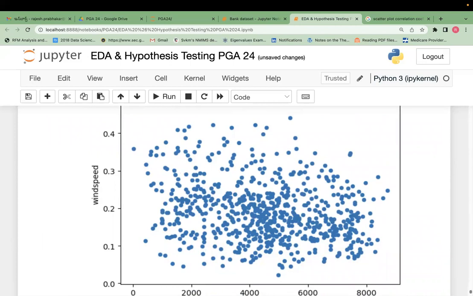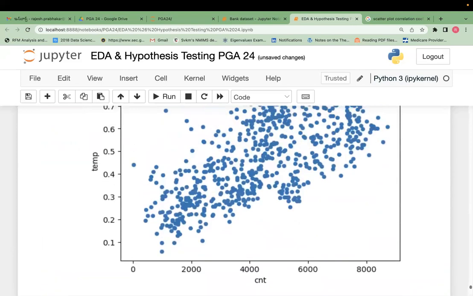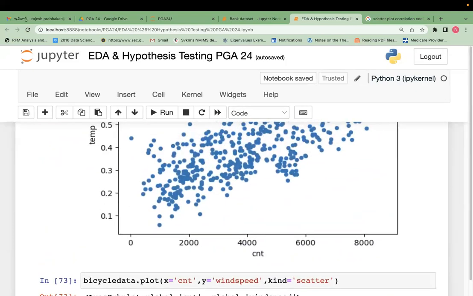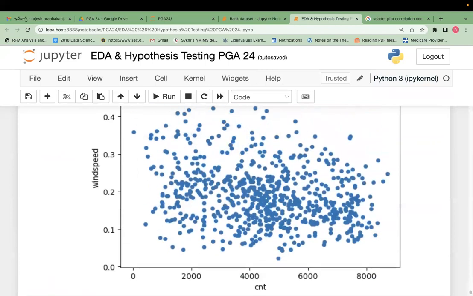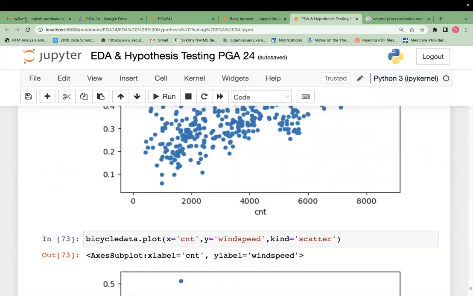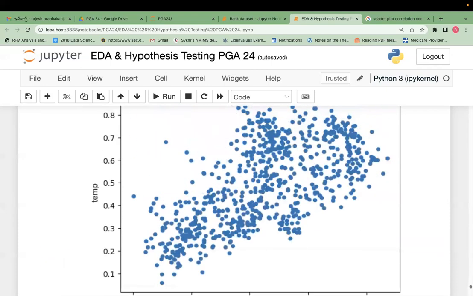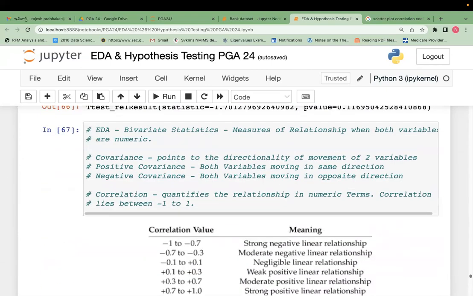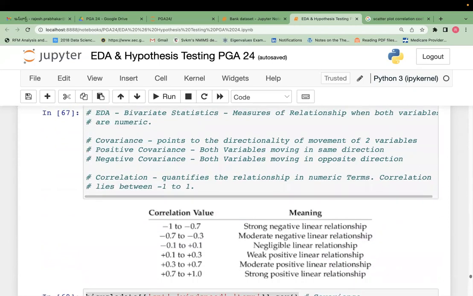So the scatter plots will help us to understand whether there is a relationship between two variables or not. Covariance and correlation are the metrics. Scatter plot is the visualization of the relationship between two numeric variables. So covariance is .cov, and .corr is for correlation.